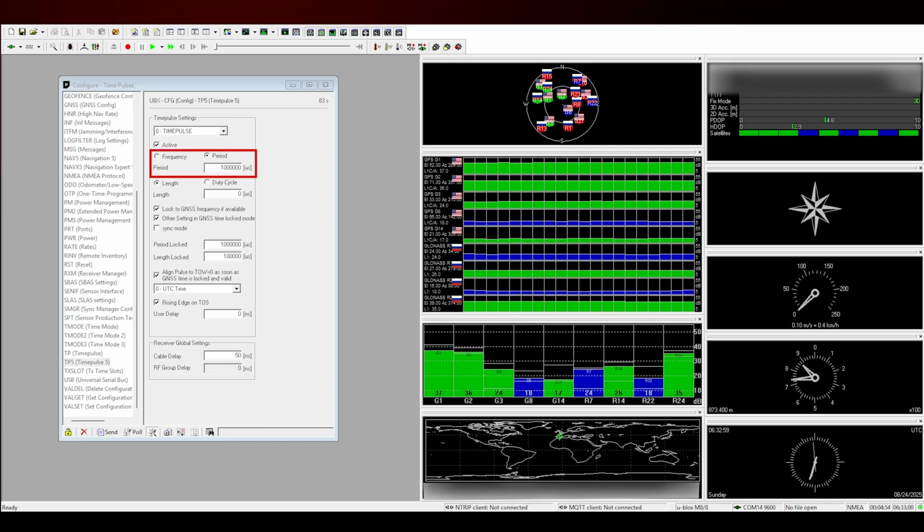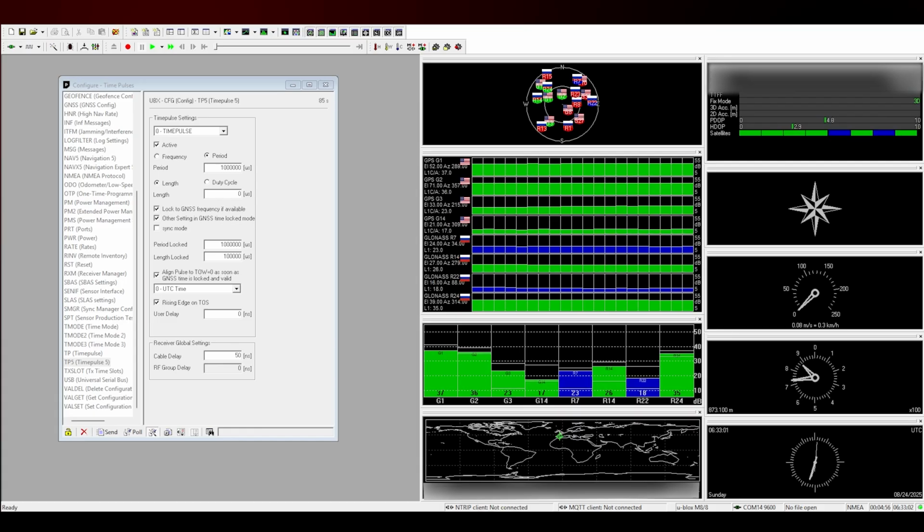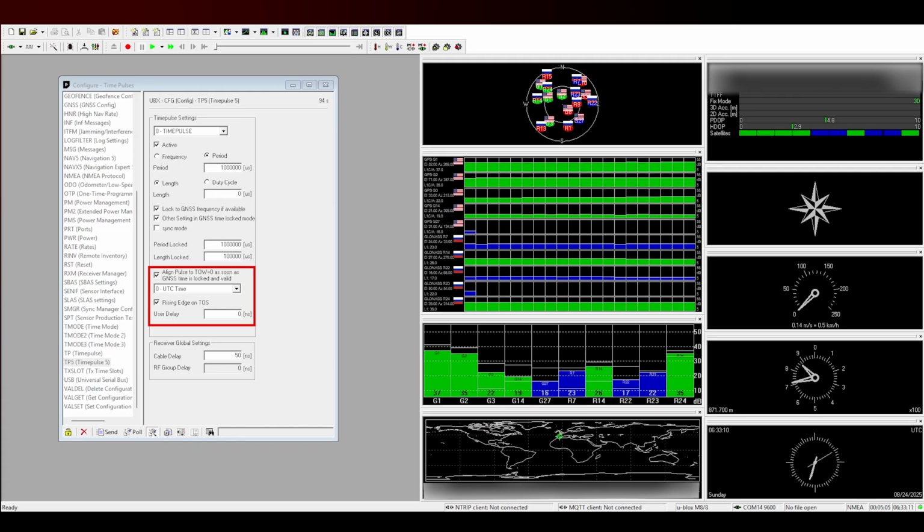Furthermore, what this device will do is to align its pulses with the time of week, or TOW. This time of week refers to the count of seconds that have elapsed since the beginning of the GPS week, at midnight between Saturday and Sunday.